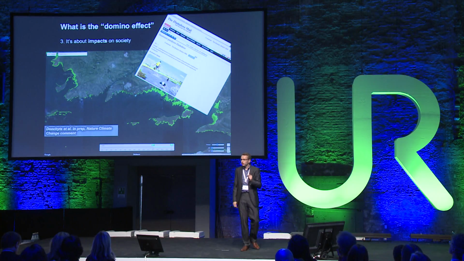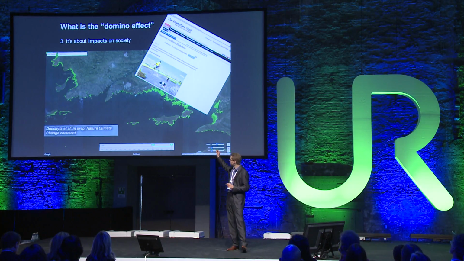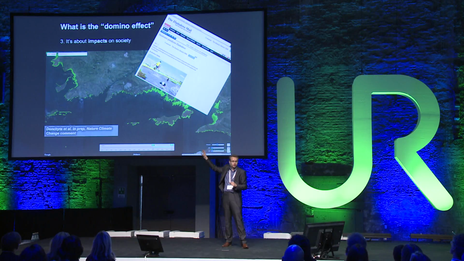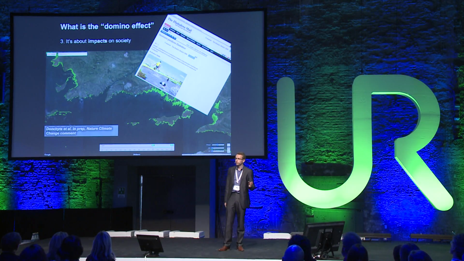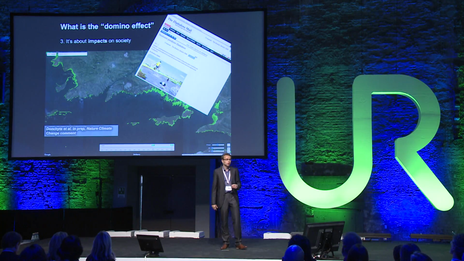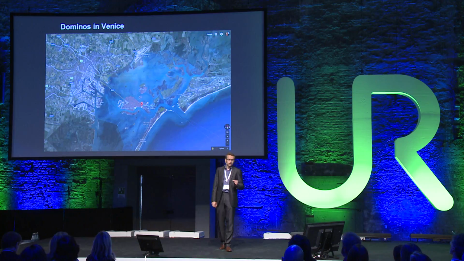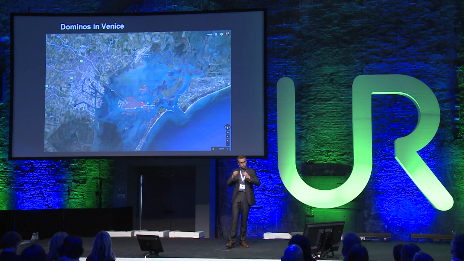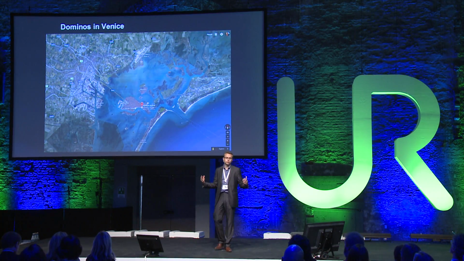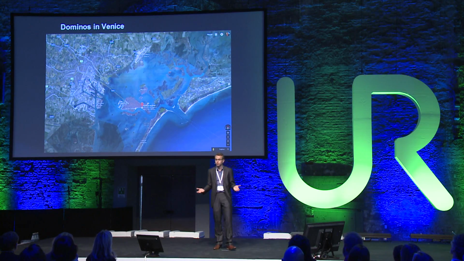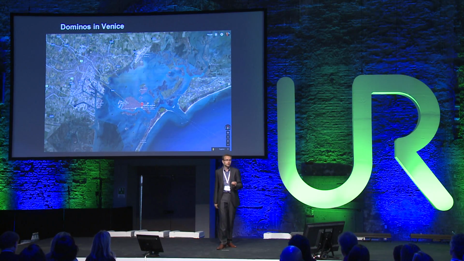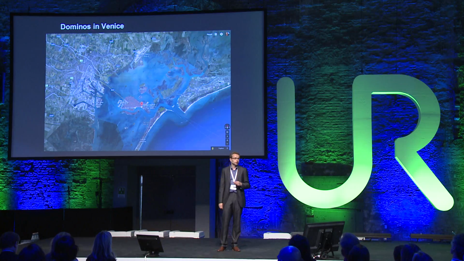It's also, very importantly, about impacts on society. Here you see Lake Kariba drying out in green, and because of that there is a lack of hydropower production, and during heat waves this paralyzes Zimbabwe. That's what the domino effect is about. We also see it in Venice, but over much longer time scales. We have soil subsidence and sea level rise, which coincide with frequently occurring high tides flooding the city.